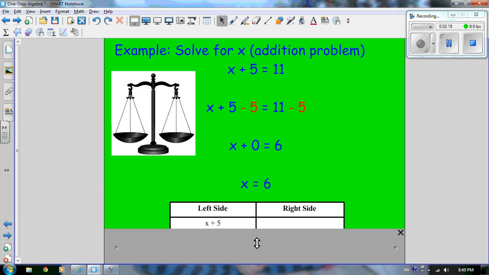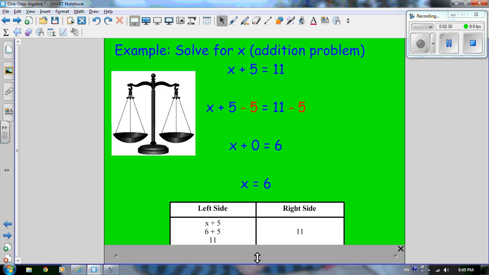So what did I say the answer was? x equal to 6. So we're going to replace the x with the number 6. So we get 6 plus 5. And what is 6 plus 5? We find out it's 11. So my left side is equal to 11, and this being from the original left side with our answer.